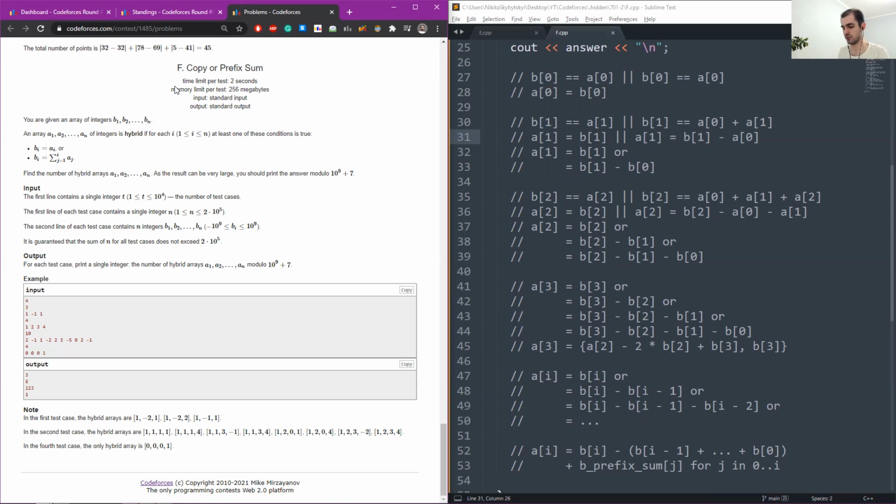I really thought it through. So B0 is equal to A0. B1 is either equal to A1 or B1 is equal to A1 plus A0. Here we get A1 equal to B1, and 0 equal to B0.